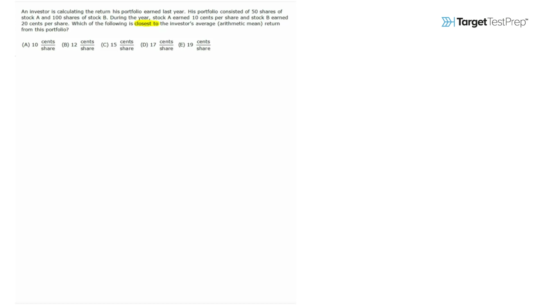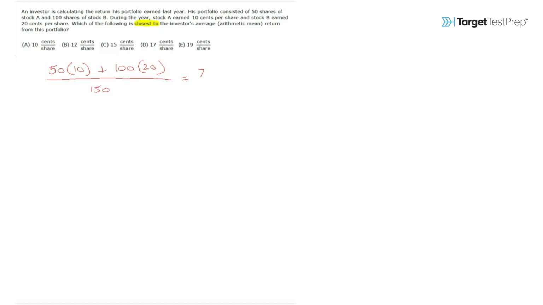So what I see here is that when we're dealing with stock A, we have 50 shares of stock A, which earns 10 cents, plus 100 shares of stock B, which earns 20 cents. And we're saying which of the following is closest to. So of course, we'd be dividing it by 150 shares. Which of the following is closest to the investor's average, or in other words, the weighted average?